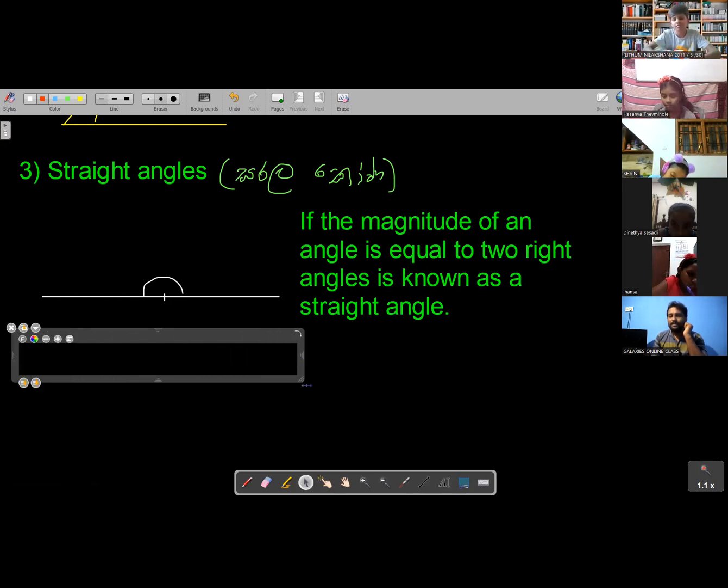How many types? I mentioned earlier, you have to study about the types of angles. There are 5 types, no? Now we studied that there are 3 types. Another 2 types we have to discuss. So, right. Next you write down number 4, fourth type.